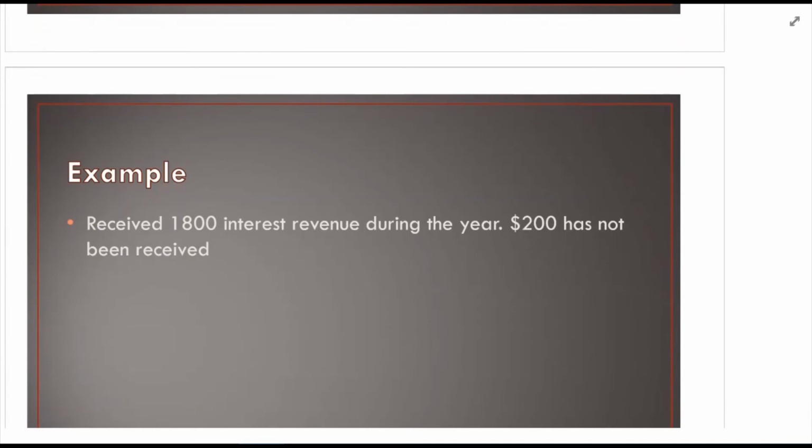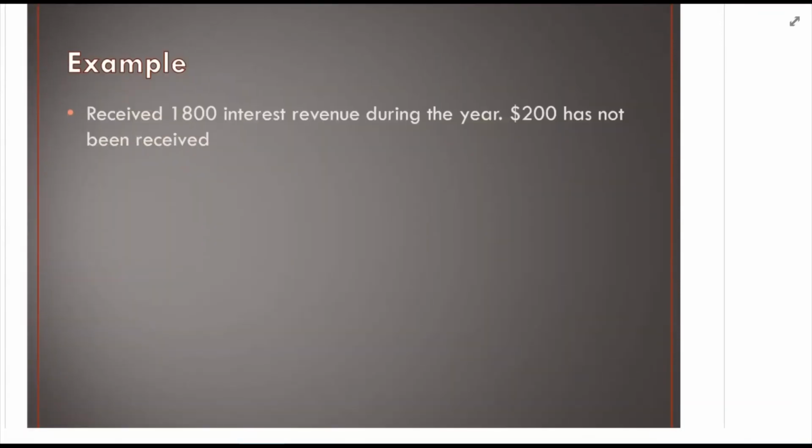Alright, so received $1,800 in interest revenue during the year. $200 has not been received. Sometimes we get them like this. It's just nice and easy for us. We don't have to work it out. So let's do this. This is our financial year. Sometimes I like changing the timeline, just the depiction, so 1st of the 7th and 30th of the 6th. I apologise about the pen if it's clashing with the colours. I'll deal with that a bit later.